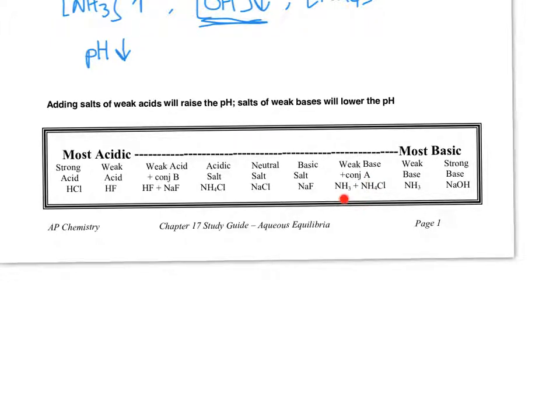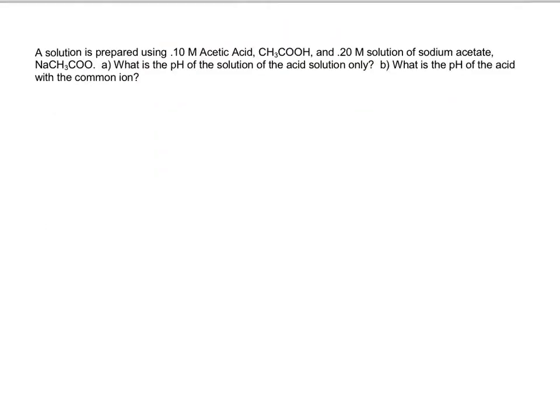Like, for example, NH3 and NH4Cl. So the NH4 plus would be the common ion there. So those would be a little bit less basic than weak base, but more basic than a salt. So this chart kind of is helpful to determine acidity and basicity of different substances. All right, let's try a problem where we have one of these acids and its salts and do some calculations with them. So here's an example.